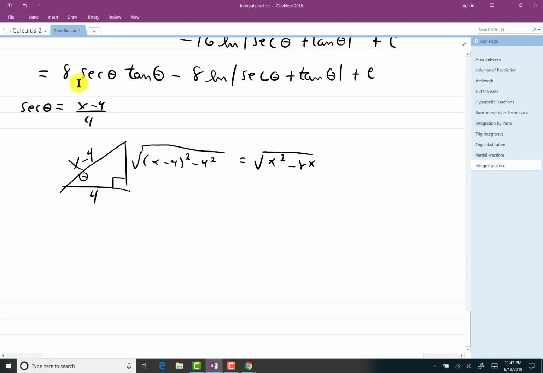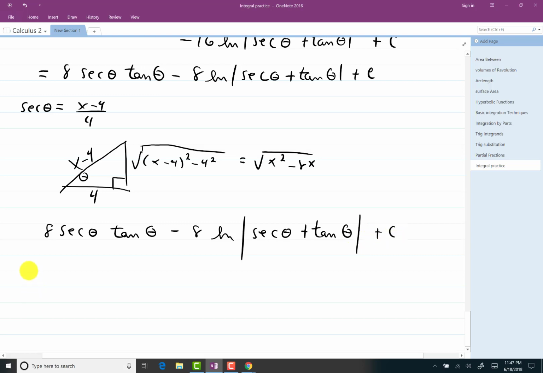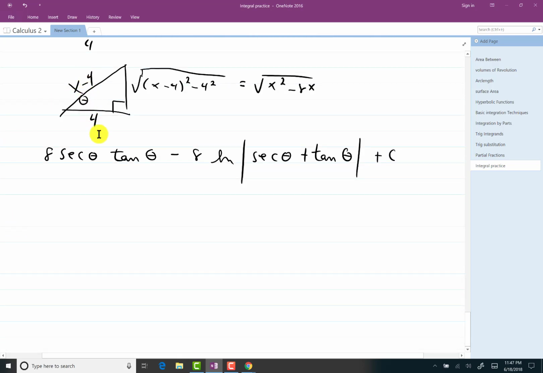All right, so my answer is all this business with secant and tangent. So let's put 8 secant theta tangent theta minus 8 ln secant theta plus tangent theta plus c. Let's go ahead and replace each and every one of these. Secant is x minus 4 over 4, so I get 8 times x minus 4 over 4. Tangent is opposite over adjacent, so I get the square root of x squared minus 8x all over 4.